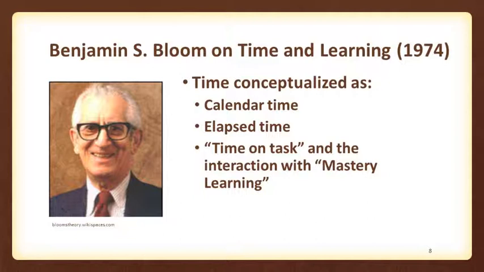In other words, when the quality of instruction is high, the level of achievement of students and the time on task increases. When the quality of instruction is low, the level of achievement of students and their time on task in the classroom decreases.